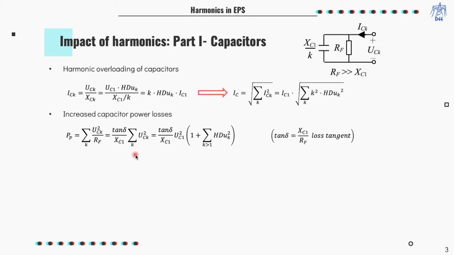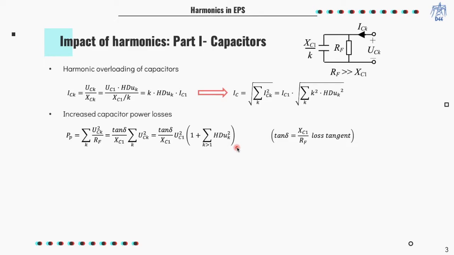By using the loss tangent of the capacitor, we can observe that the losses in this capacitor depend on the harmonic component of the supply voltage. Broadly speaking, the loss tangent is small because the resistance is high. Thus, the losses in the capacitor are also small.